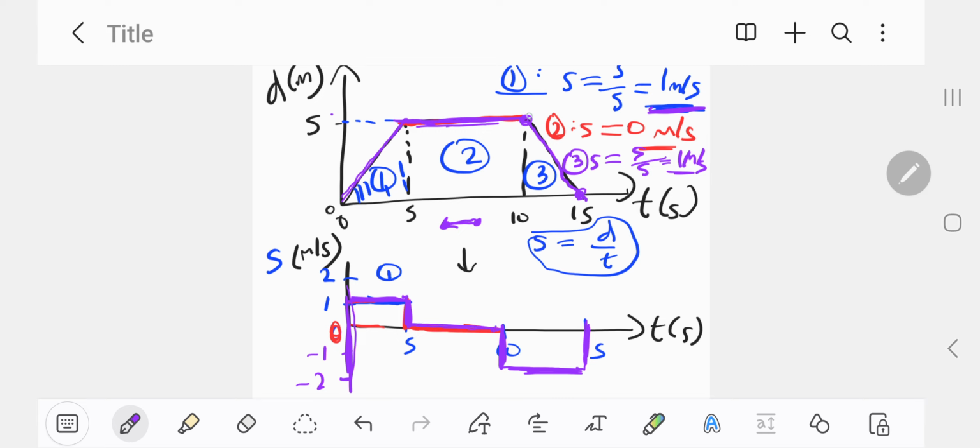Then in segment 3, your distance is 5 meters. That drops down to 0 meters for 5 seconds, between 10 and 15 seconds. So from 0, you go straight down to minus 1, because it's a minus slope, a negative gradient, in the opposite direction. Then you go back up to 0.